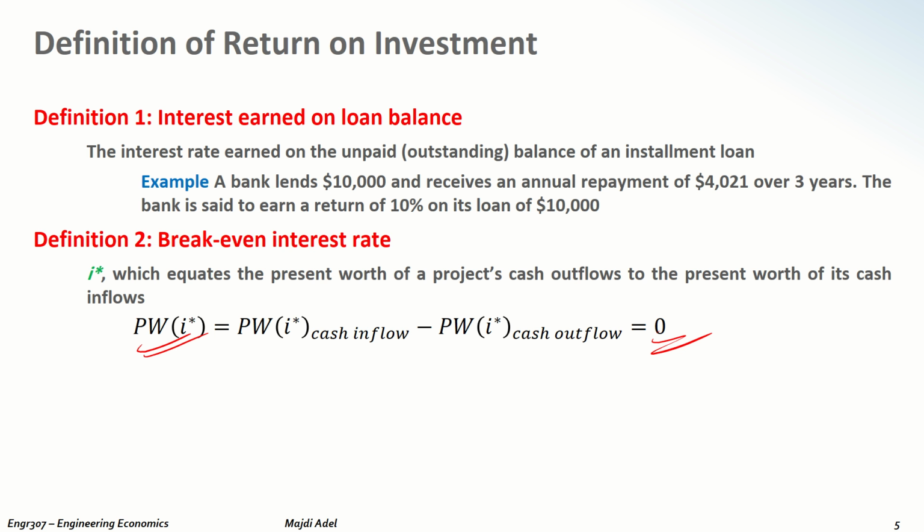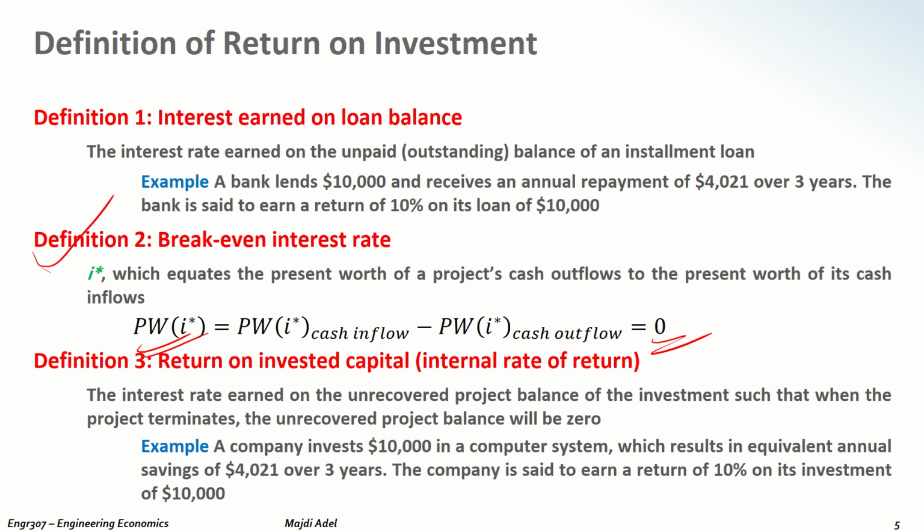And we use this definition to calculate the internal rate of return for any project. The third definition is the return on invested capital, internal rate of return, and usually this definition is preferred by companies. It is the interest rate that makes the project balance at the terminal year equal to 0. Or in equations, it is the interest rate that makes project balance at the nth year equal 0.